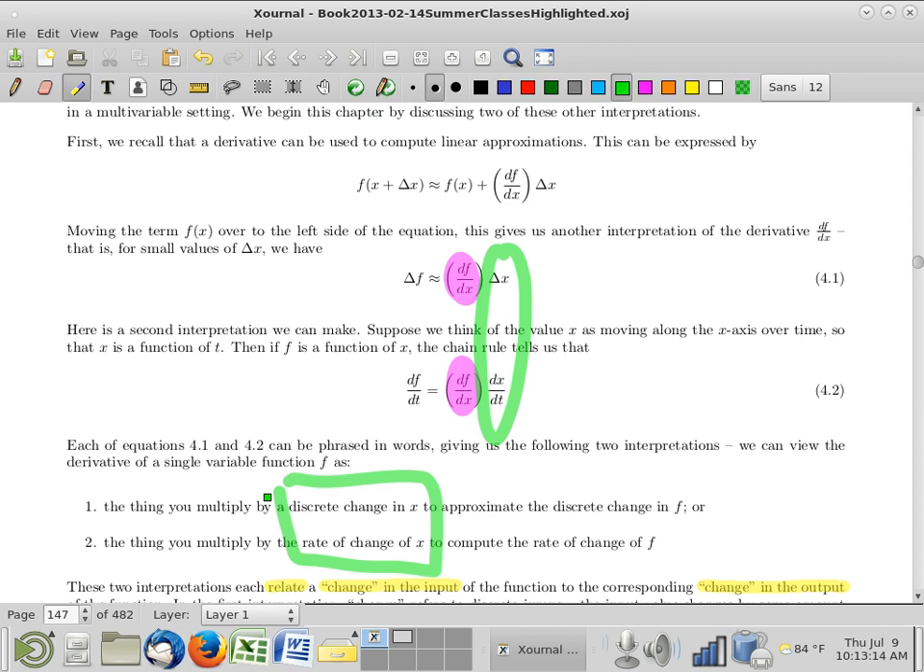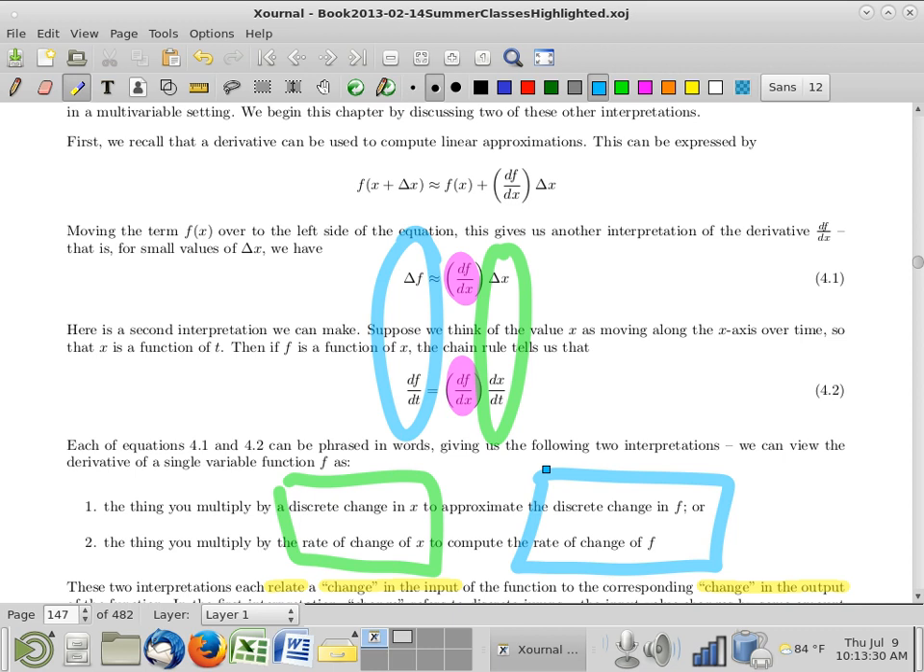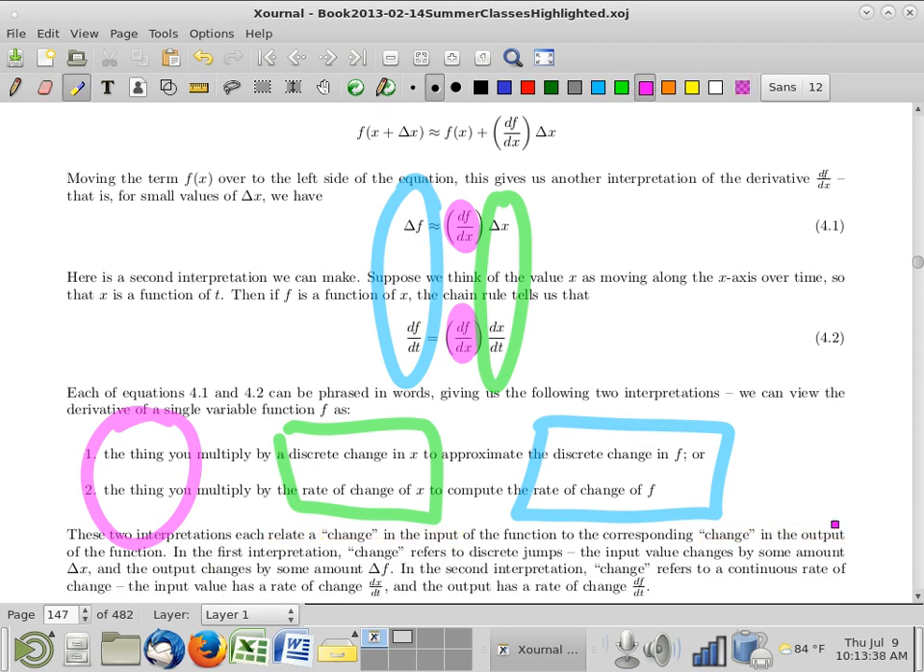Here, I'm talking about a rate of change of x. Nevertheless, in both cases, we're talking about x changing in different ways. And the derivative is the thing that helps you convert that into a corresponding kind of change in the function. So in both cases, the derivative relates input changes to output changes. And I think this is a really important point of view on derivatives.